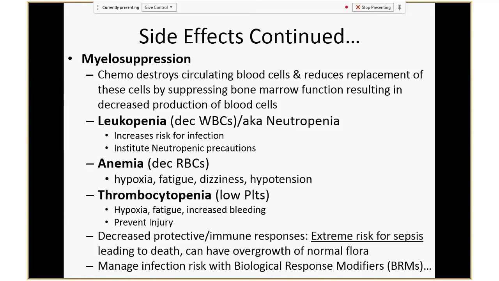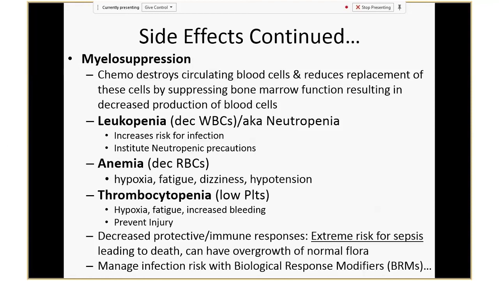Anemia is obviously decreased red blood cells. You could potentially have hypoxia, fatigue, dizziness, or hypotension if you have a severe anemia. So we will be monitoring those labs and also vital signs more frequently in these populations. If you do have a decrease in red blood cells, we could give certain medications like blood, and there are a couple of other ones that we'll discuss in a little bit that help with red blood cell production.